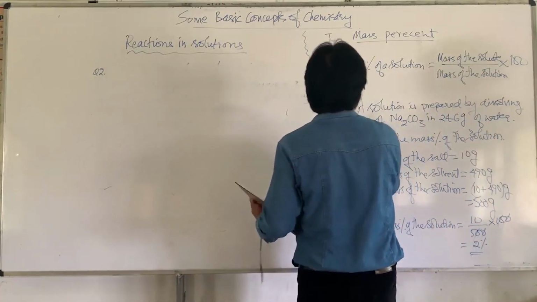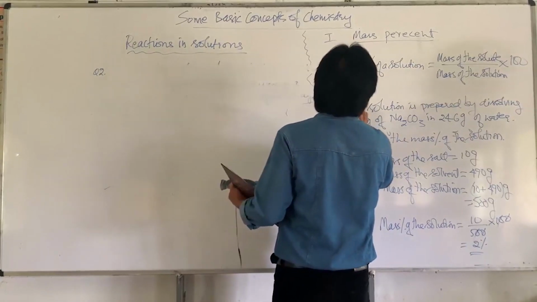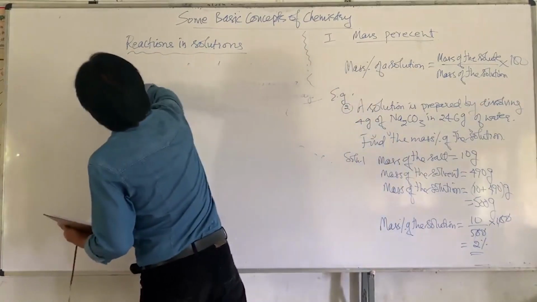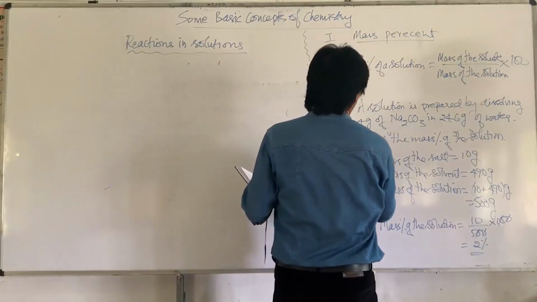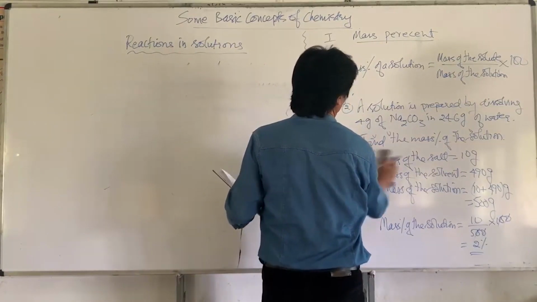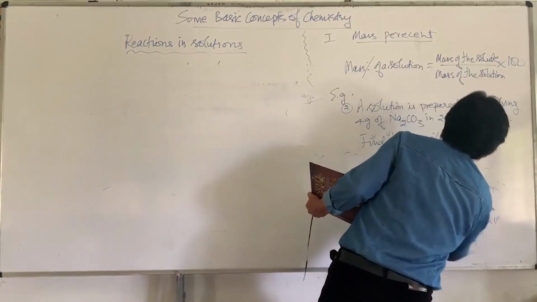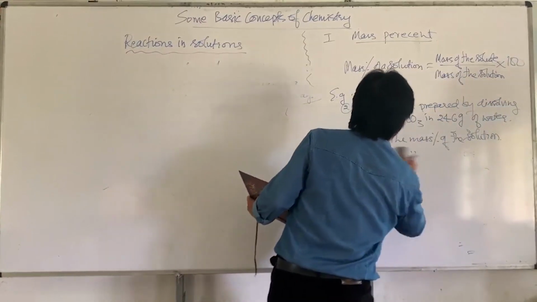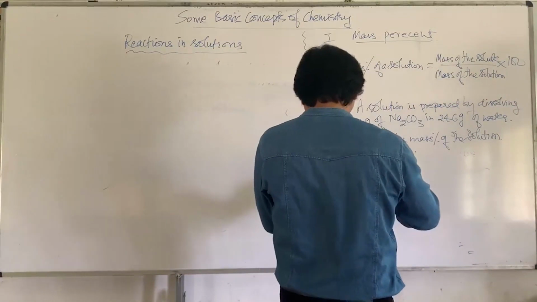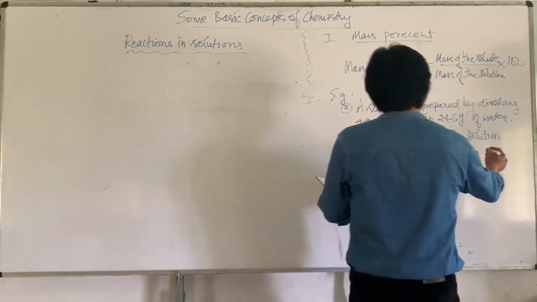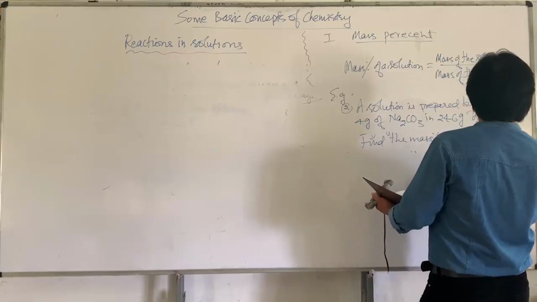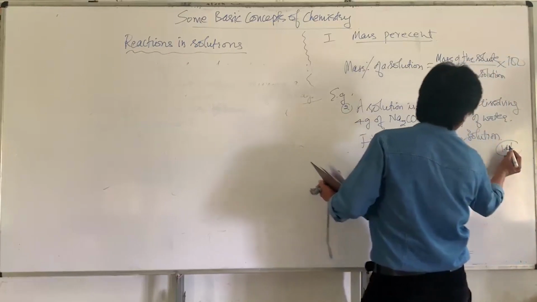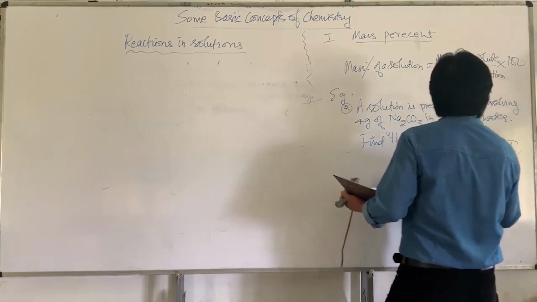You can try this out yourself, right? This is example number 2. You do the same thing here. I'm not going to work this out for you. You will do it yourselves. The answer has got to be 1.6%, if I'm not wrong.